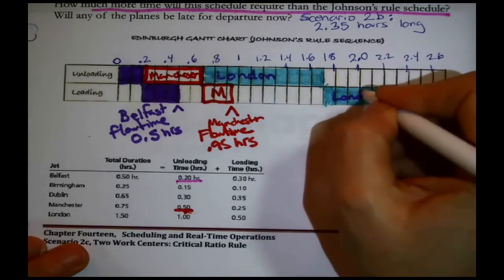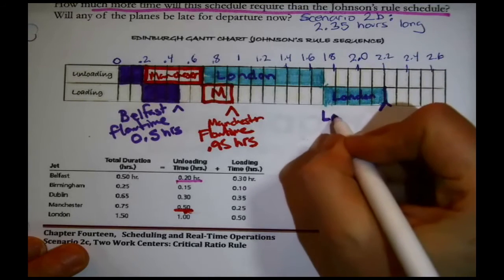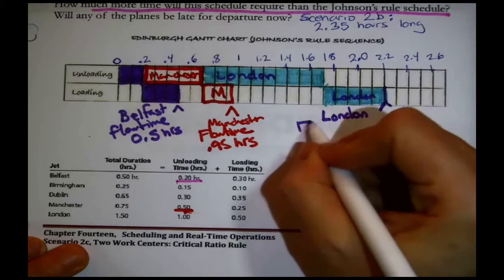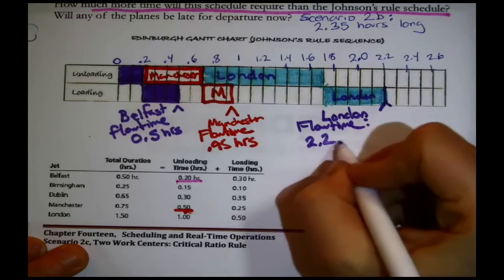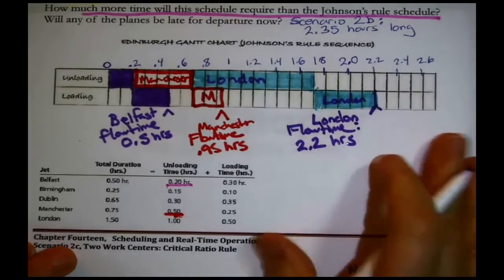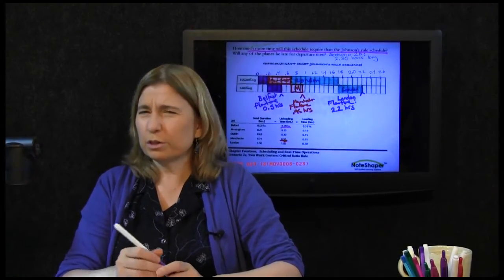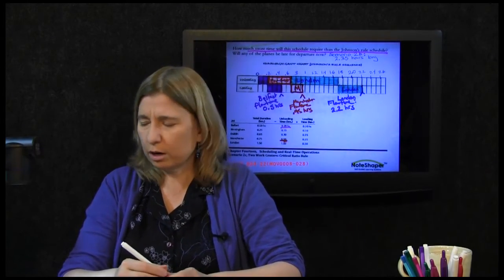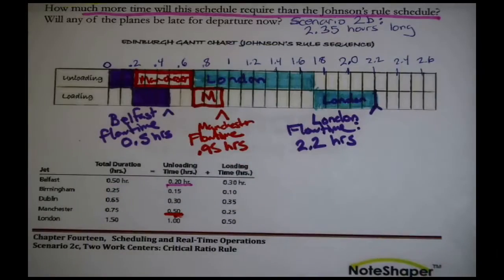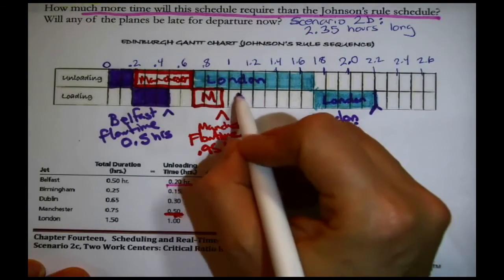London. And where did it end? That's at 2.2. Good to know. London flow time, 2.2 hours. Now we're not done until all 5 of the flights are up there, but you can already see that this particular sequence has got some awkward features in that we didn't put anything in here. This is all idle time.